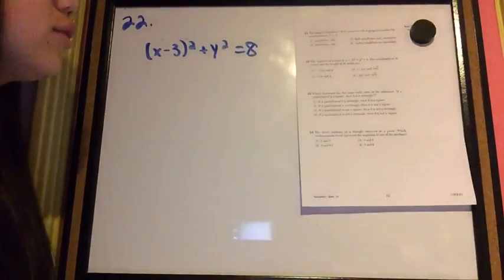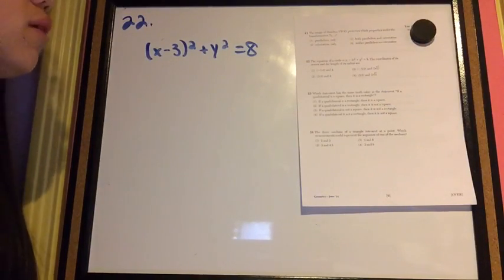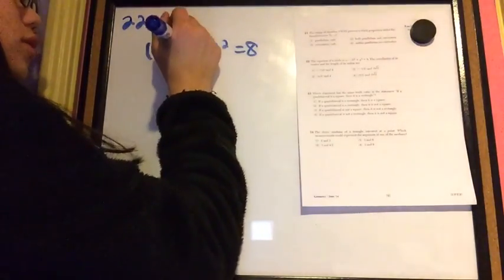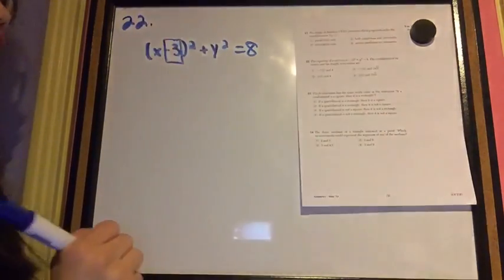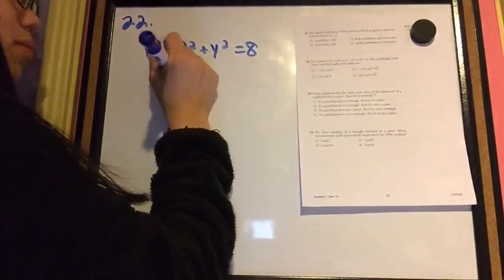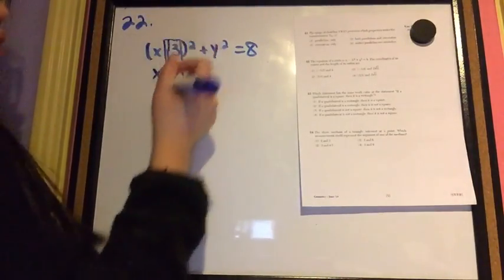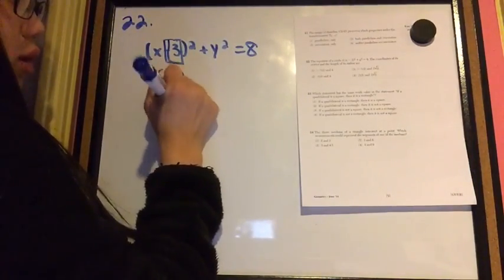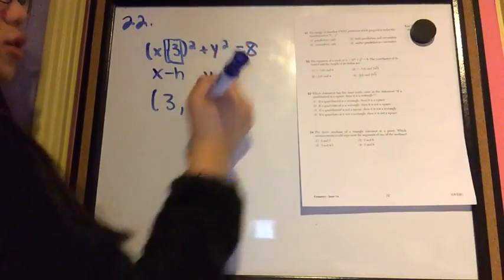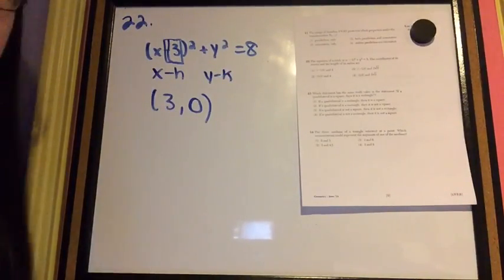Number 22 is asking for the coordinates of the center and the length of a radius of the circle. We can find out the center by using our equation. This is the x coordinate, but the equation is x minus h. So the real number is just 3. So it'd be 3, and the y, there is no y minus k, so that would be 0. So that's the center, and now we have to find the radius.